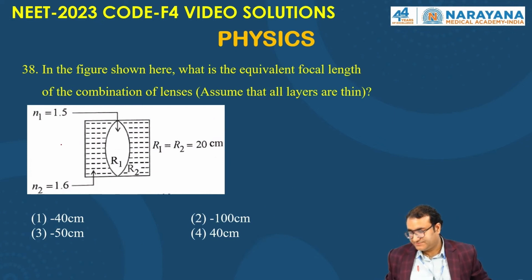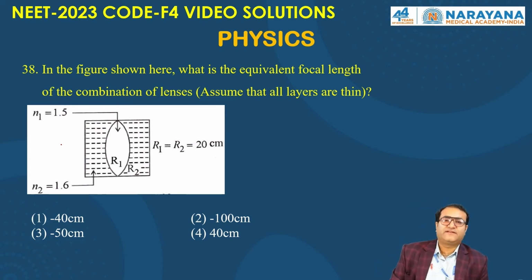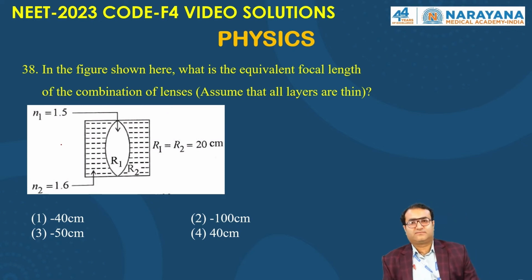Question number 38. In the figure shown here, you have to find out the equivalent focal length of the combination of lenses. Assume all lenses are thin. It looks like it is thick, but you have to assume thin. So we can break it into 3 lenses.